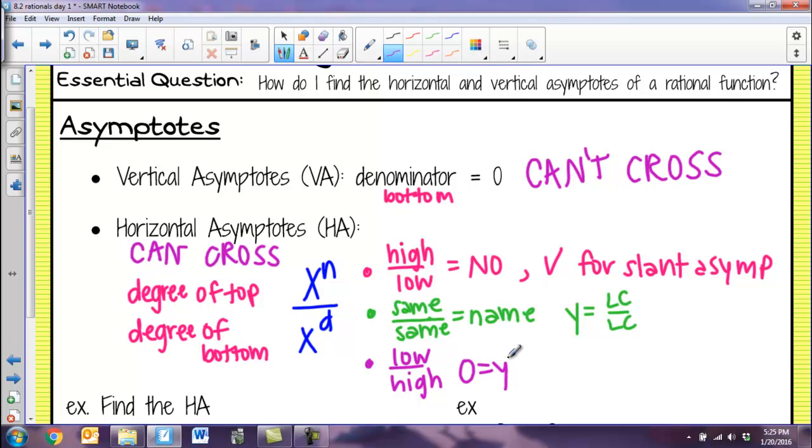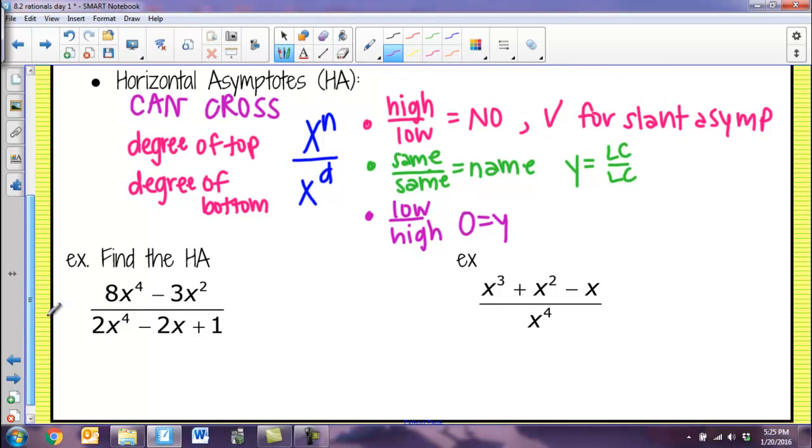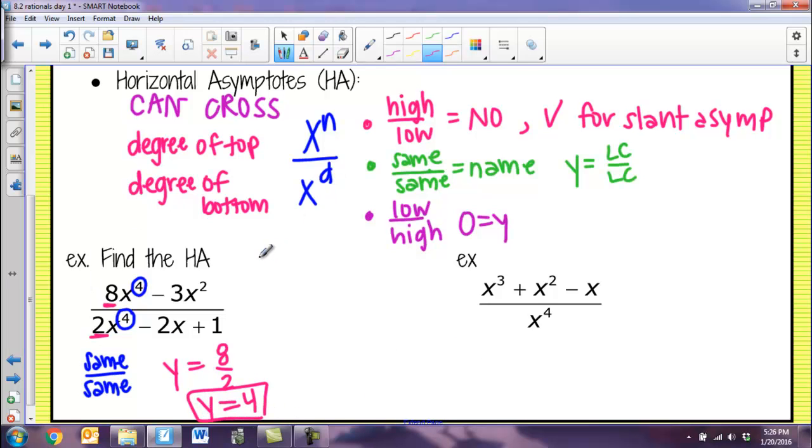Okay, so let's do a couple examples to talk about what all that means. We're finding the horizontal asymptote of this. The first thing I've got to do is find the degree of the top over the degree of the bottom. The degree of the top right here is 4 because that's the highest exponent. The degree of the bottom is also 4. So on this one, I have the same over same degree, and so I do the name here. I find the leading coefficient of the top, that's 8, and the leading coefficient of the bottom is 2. So that would simplify down to y equals 4. Same means you get to name it.